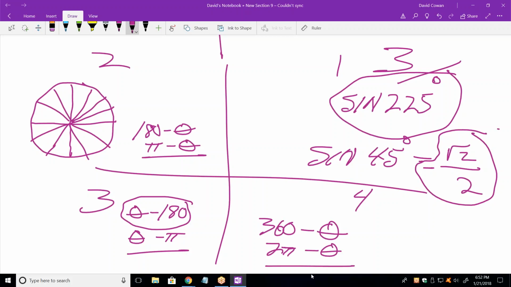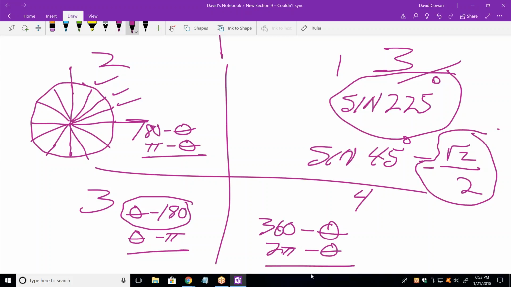I don't have it memorized, to be honest with you. What I have memorized is the first quadrant. I'll just throw a negative in front of it. Which sign to put in front of it?